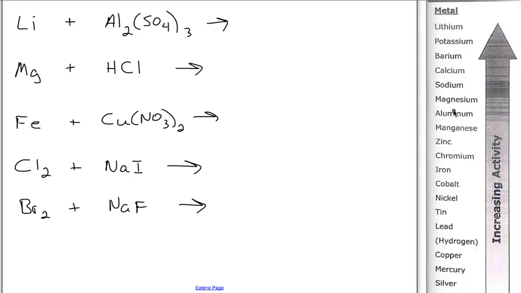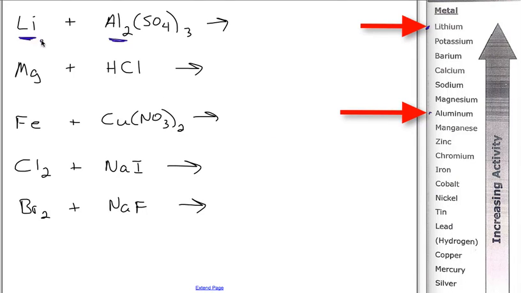And if the metal that's by itself, for example in this first problem, lithium is by itself, if it is higher, and here's lithium right here, if it is higher in the activity series than the other metal, aluminum, for example, in this case, which is down here. So we have our lithium up here and our aluminum down here. If it's higher, then it will occur. And if the lone metal that's by itself is lower in the table, then the reaction won't occur.